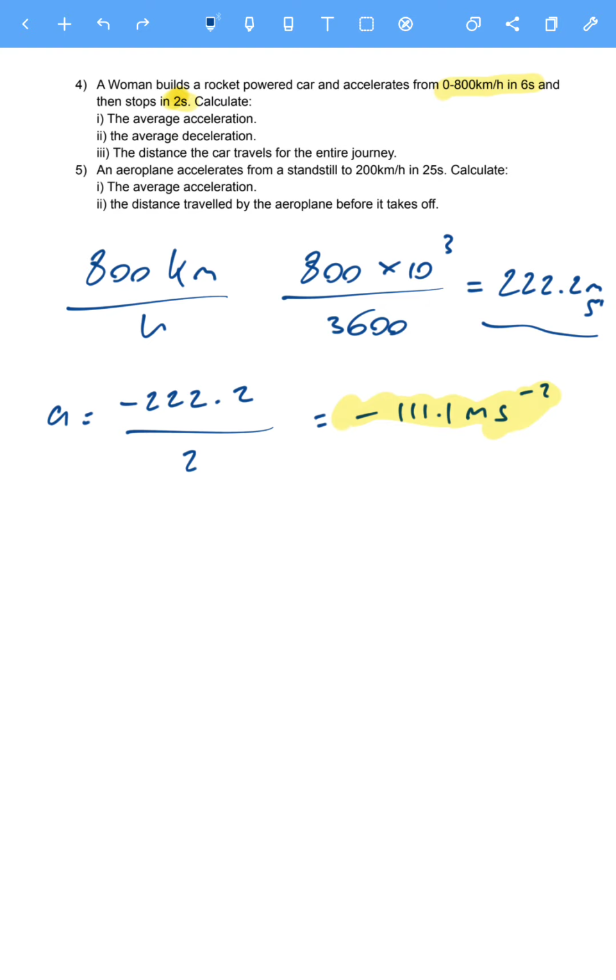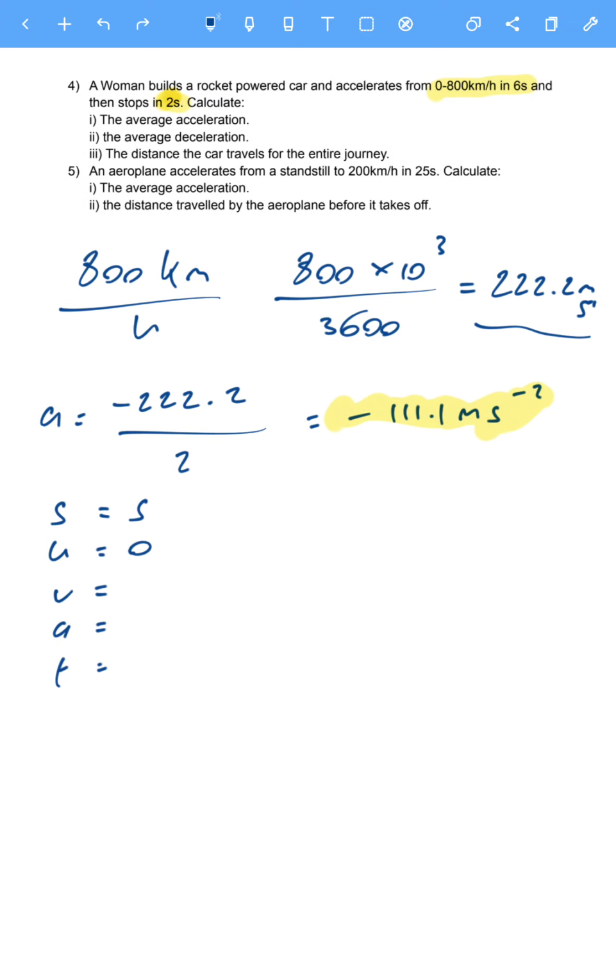Now we need to do the distance the car travels for the entire journey. So we've got two distances to calculate, part 1 and part 2. So for distance, let's write SUVAT out first of all, and then I'll show you which equation it is. For the first one, the distance travelled is s. The initial speed is 0, and the final speed is 222.2 meters per second. The acceleration is whatever it was initially, and then the time taken is the 6 seconds.